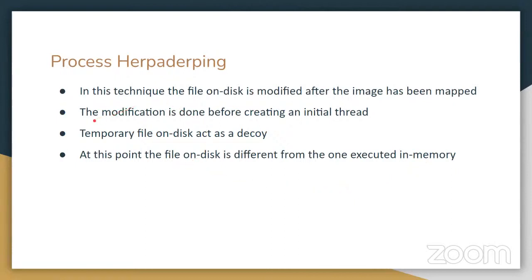So if we modify the file on the disk before creating an initial thread, what will happen is the antivirus will scan the image section as well as the file on the disk, and the security product will find that the file on the disk is different than the image section which is executed in memory. This will fool and evade most of the security products. That's why it is necessary to modify the file on the disk in the process herpaderping technique.